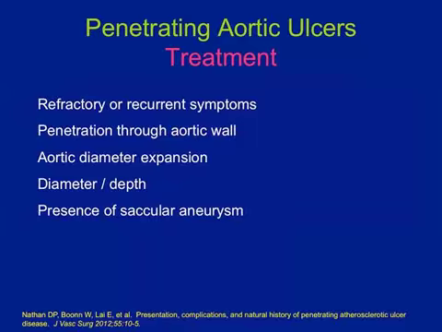The majority of the literature favors operative repair of any ulcer involving the ascending aorta as well as that involving the aortic arch. The rest of the indications, namely refractory or recurrent symptoms, penetration through the aortic wall, aortic diameter expansion, the size, both diameter and depth, of the ulcer, and whether or not it's associated with a saccular aneurysm, have all been argued to be relative indications for repair, regardless of the site of the ulceration.